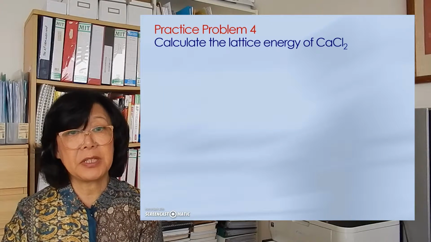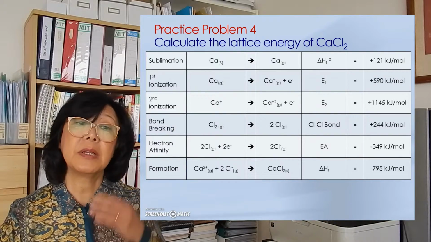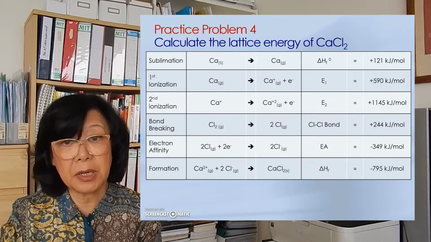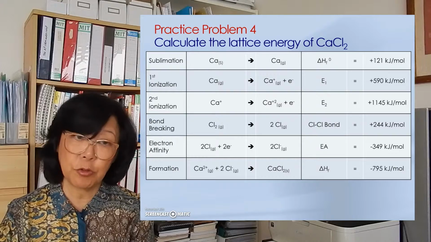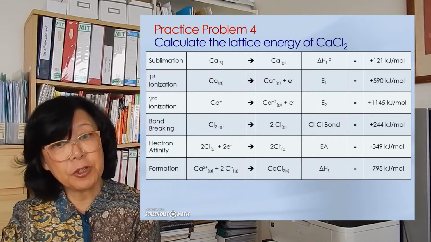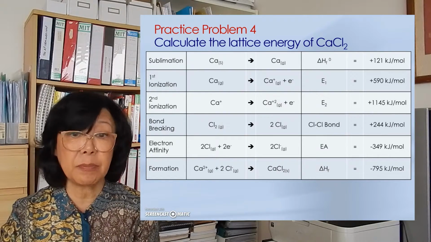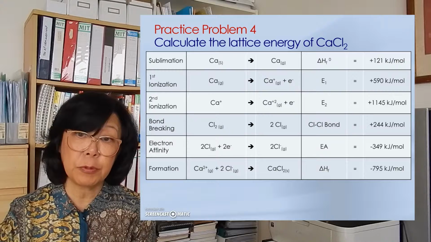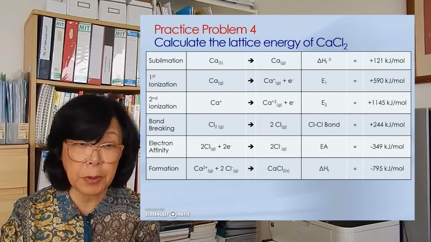Practice problem number 4. Let's calculate the lattice energy of calcium chloride. Here, let us look at sublimation. The calcium metal is sublimed into calcium gas. Enthalpy of sublimation is 121 kilojoules per mole. Then you have the first and second ionization energy of calcium to form the +1 and then +2 ion. The first ionization energy is 590 kilojoules per mole, and the second ionization energy is 1145 kilojoules per mole.